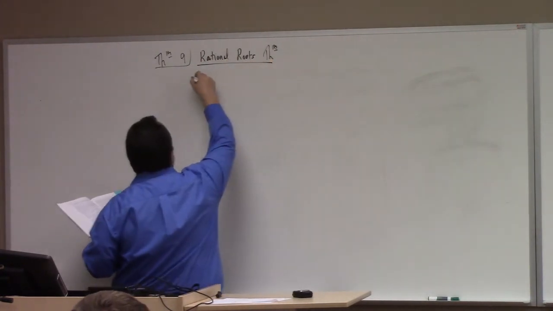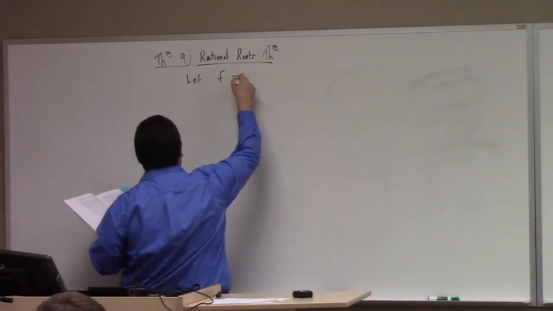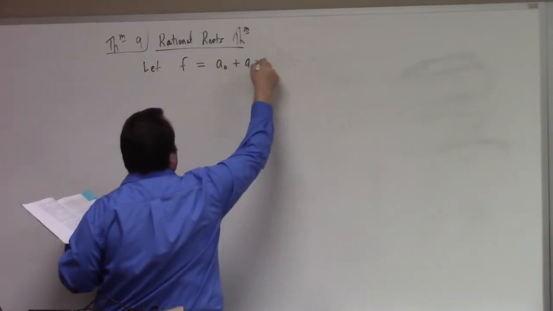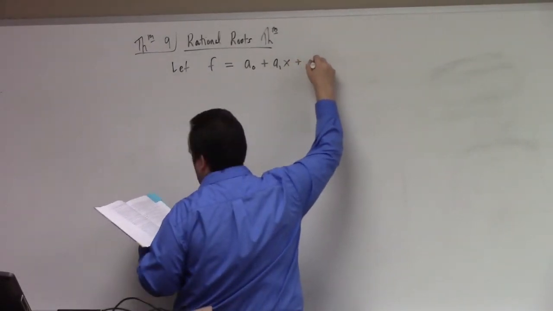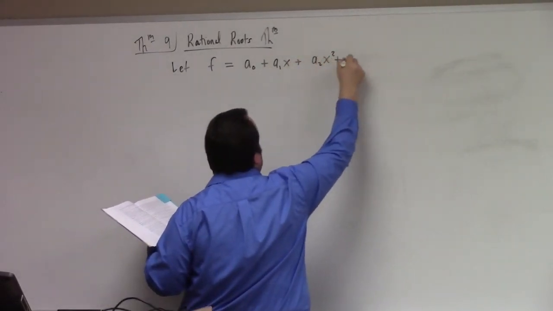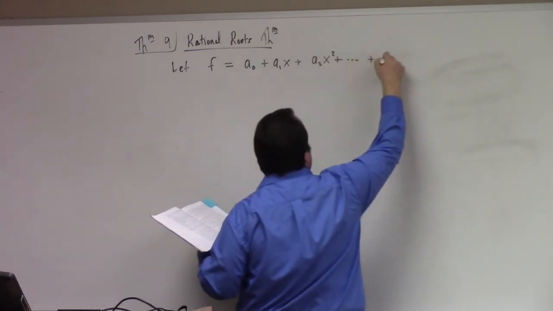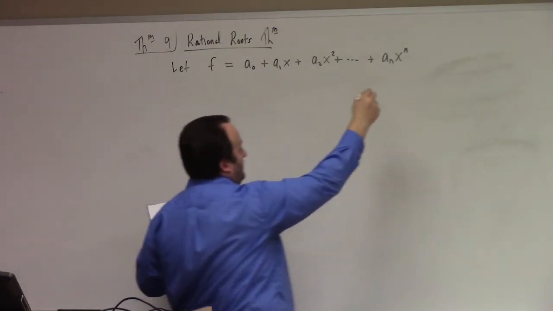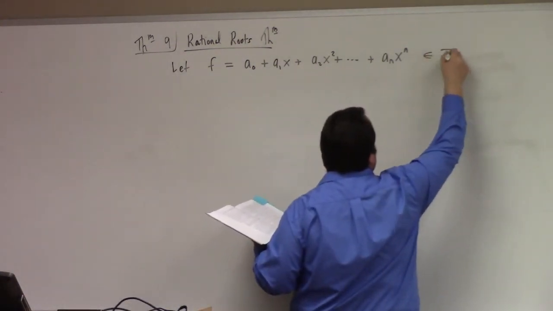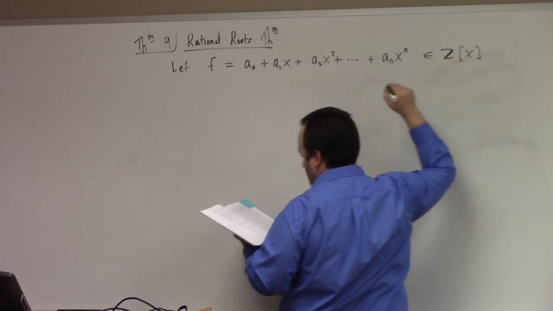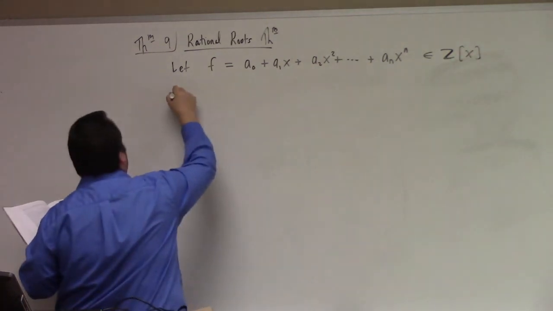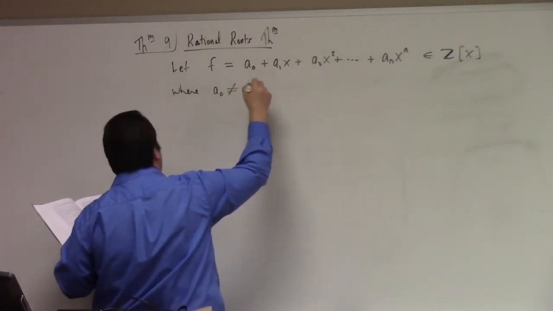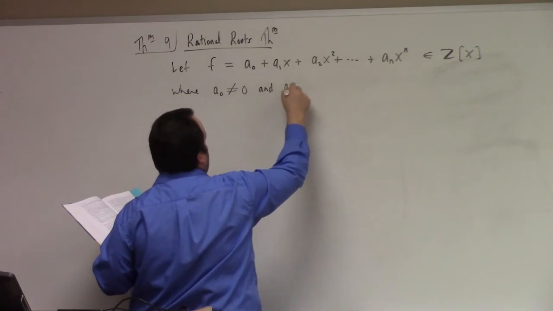It says, let f equal a0 plus a1x plus a2x squared, plus up to an x to the n, be a polynomial in Z adjoin x, right? Where a0 is not equal to 0, and a sub n is not equal to 0.